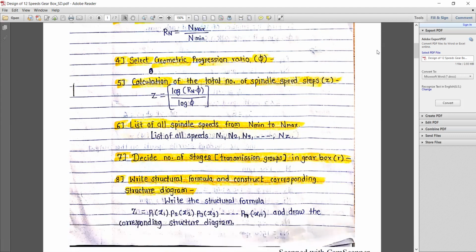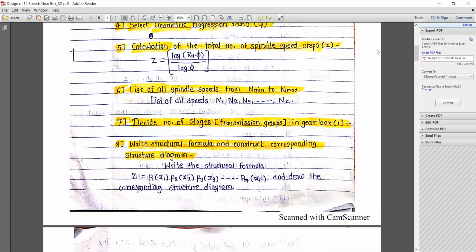Fifth step, we need to calculate the total number of spindle speed steps, that is Z. So Z we can calculate as log of Rn divided by log of phi, plus 1. By this equation, we can calculate the number of spindle speed steps. Sixth step, we need to list down all the spindle speeds from minimum speed to maximum speed.